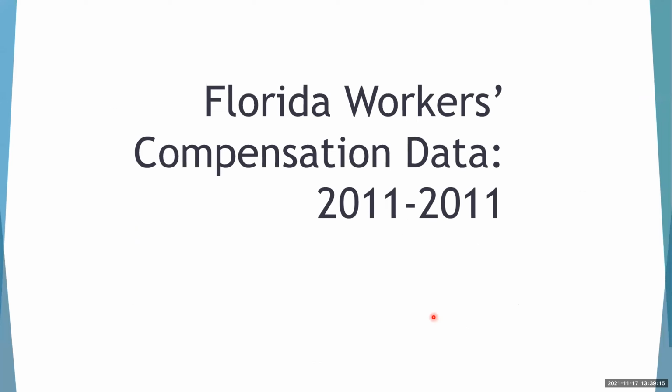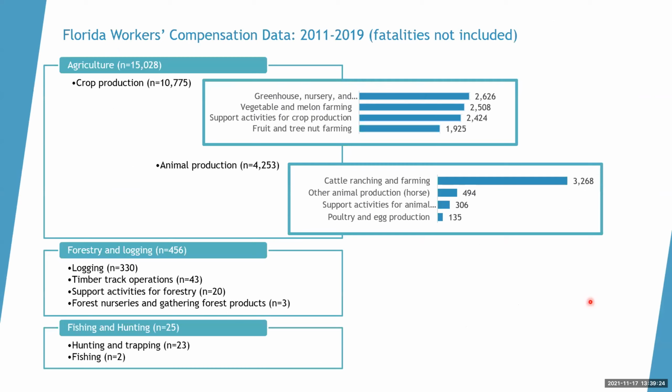When we look at the workers' compensation data, I'm going to show you the results from the Florida workers' compensation data right now. Over the last 10 years, from 2011 to 2019, there were more than 15,000 workers' compensation claims related to agriculture, forestry, and fishing. More than 95% of the claims were related to agriculture, either crop production or animal production. Crop production was almost 2/3 of the agriculture-related injuries.